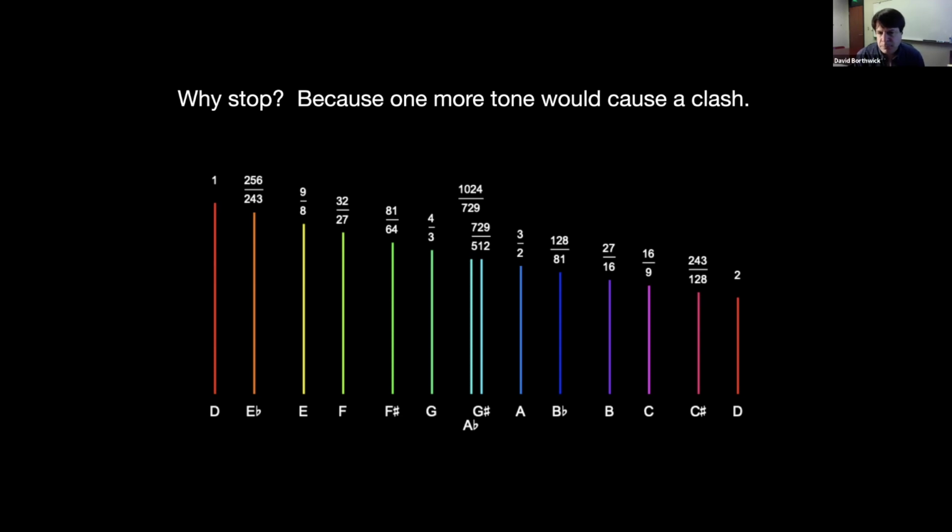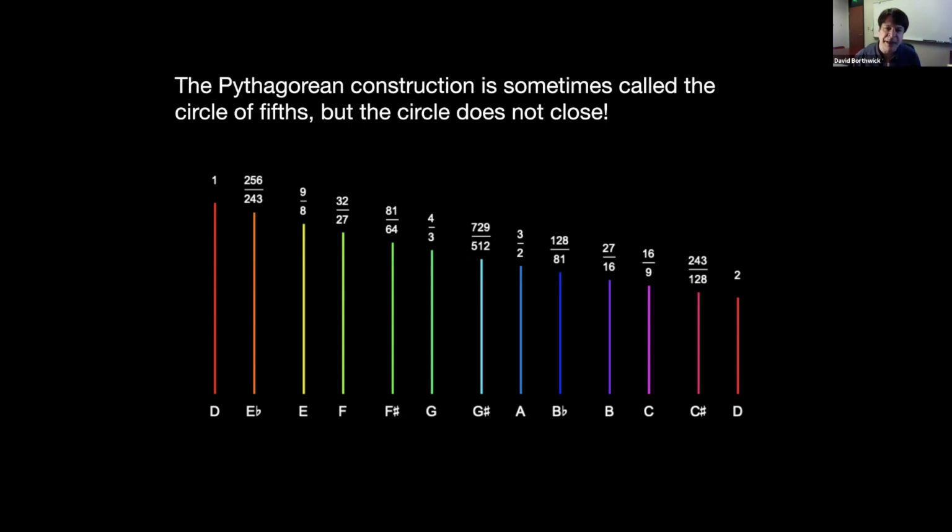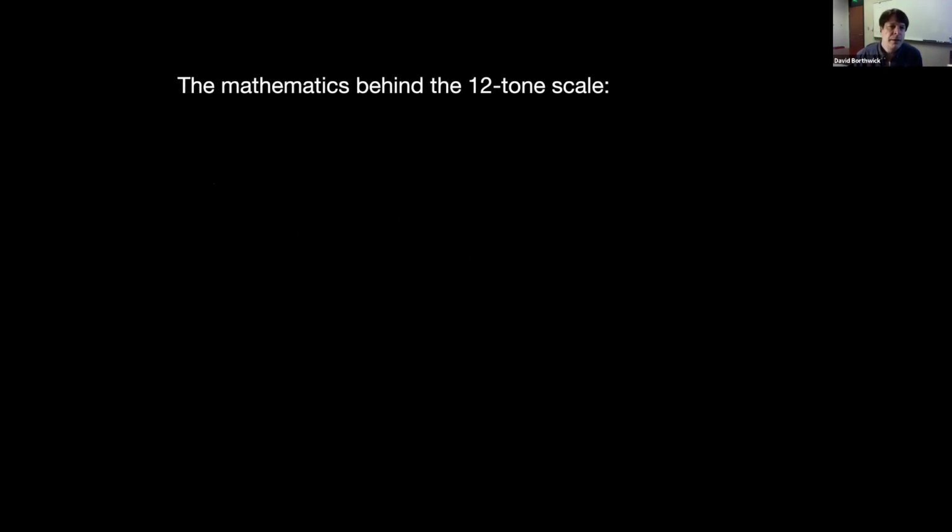And so the scale works quite well if you stay close to the original D, then you get a lot of perfect fifths nearby. But what this shows is that if you go too far, the notes start to disagree with each other. So 12 is the point where that really starts to happen, and that's why you stop at 12. So let's go through the math behind that.